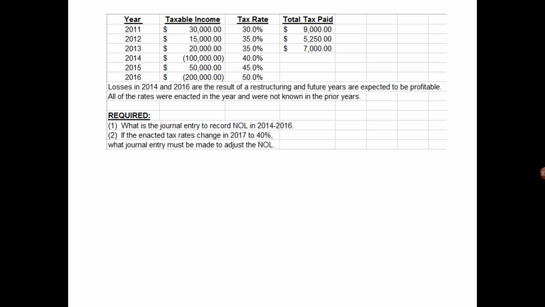Okay, all the rates were enacted in the year and not known in the prior years. So when you're standing in 2014, you don't know about the 45% or the 50% that's coming up. Those tax laws were enacted in 2015. So when you're in 2014, you don't know about it yet. Okay. And so what is the journal entry to record the losses in 14, 15, and 16? Or the loss in 14, the profit in 15, and the loss in 16.